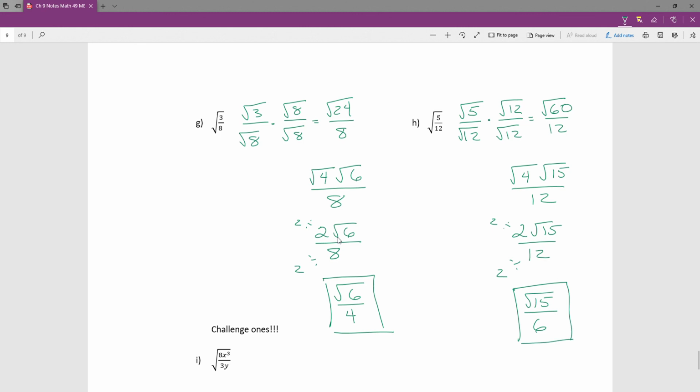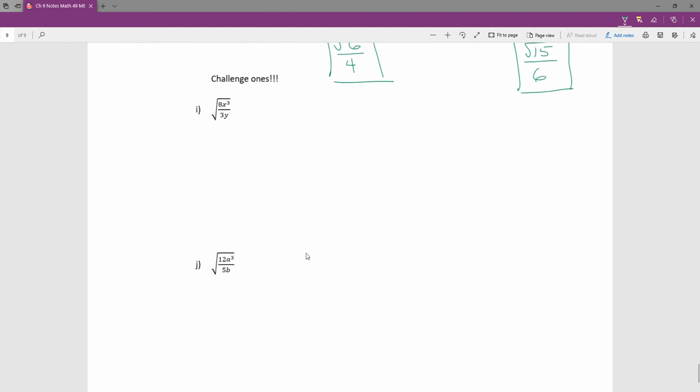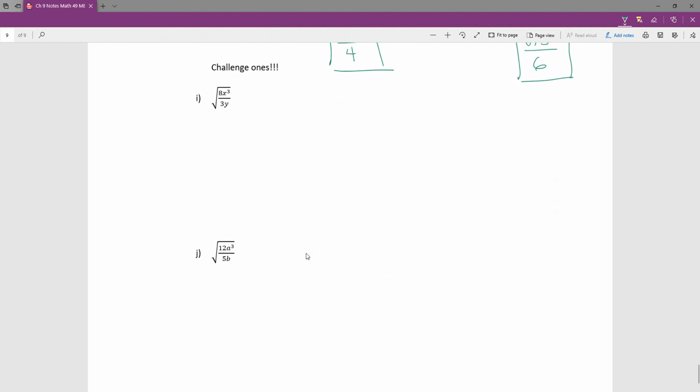So those are some challenge ones that don't involve variables. We're going to do just a couple more here to round out the questions from our textbook, and really the same approach. So I'm going to talk through them and see if we can get there. So I want to break this up because we can't have a fraction underneath. I want to rationalize my denominator. So same pattern, just more complicated.